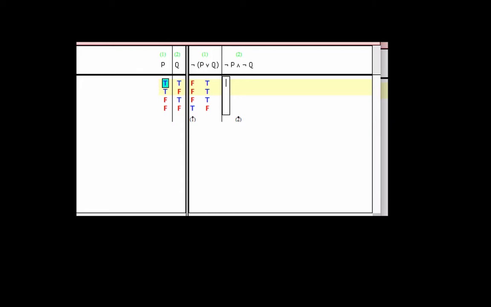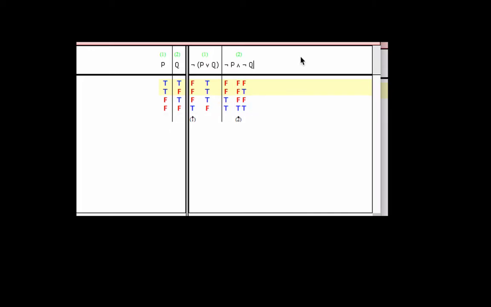We have false, false, true, true. False, true, false, true. We know that a conjunction is true when and only when each of the conjuncts is true. So we have the following: false, false, false, true.